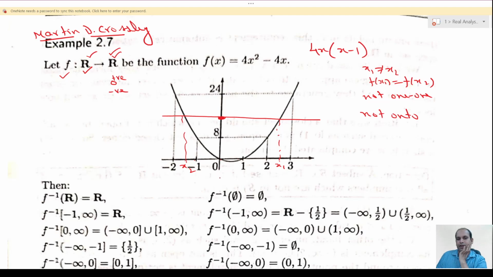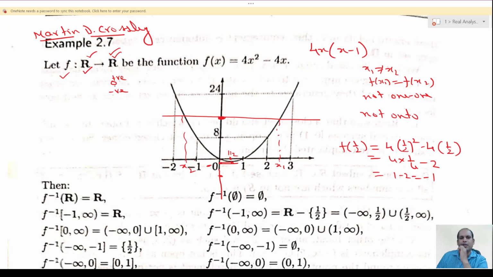Now, the negative real numbers below this point: the midpoint of 0 and 1 is half. So this value on y will be f at half. f at half will be 4 into half whole square minus 4 into half, that is 4 into 1 by 4 minus 2. So 1 minus 2, that is minus 1. Now, if I choose any real number less than minus 1, then you can see that there is no preimage. It is not cutting anywhere on this function. If you draw a line below minus 1, it is not going to cut the function.